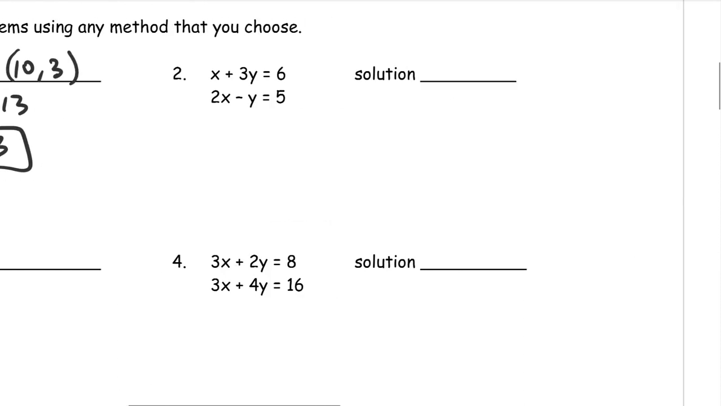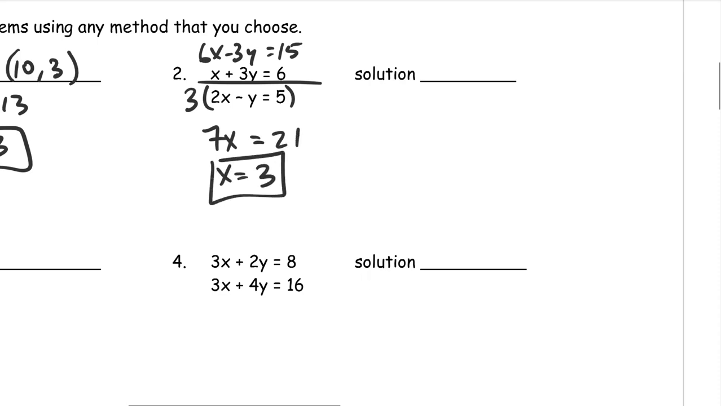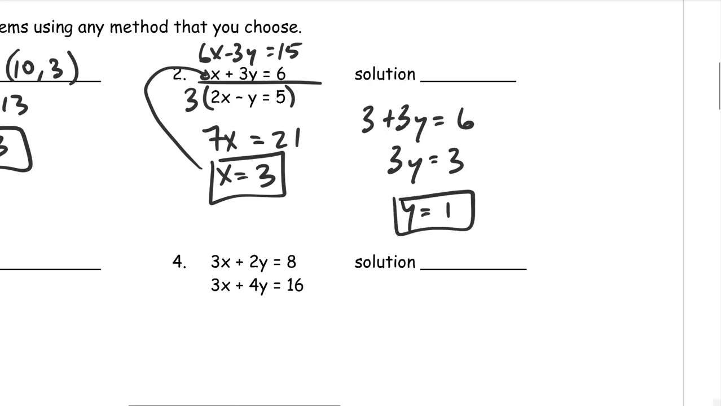Second problem, if we multiplied this bottom equation by 3, we'd get 6x minus 3y equals 15, and then when we add them, we're creating opposites, so I have 7x, my y's cancel, equals 21, so x equals 3, and then we could substitute that in anywhere. I'll put it into that top equation, so 3 plus 3y equals 6, so 3y equals 3, y equals 1. Solution is 3, 1.